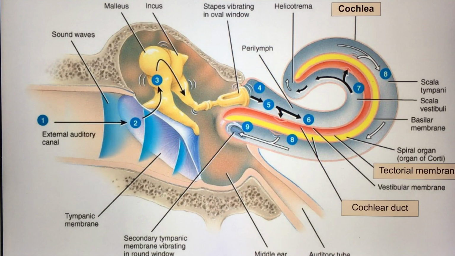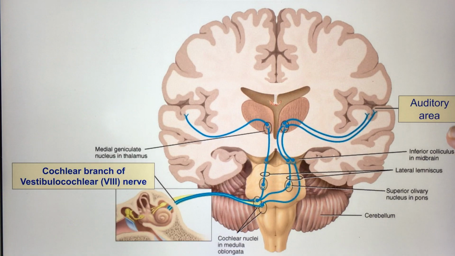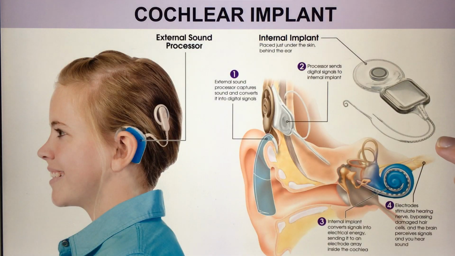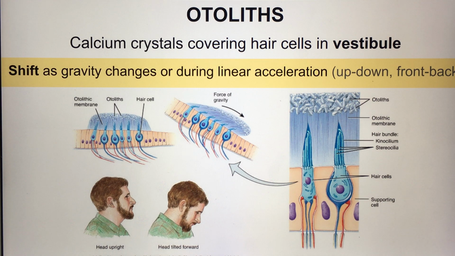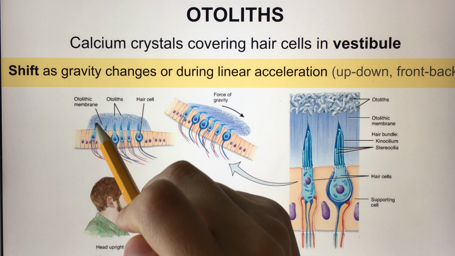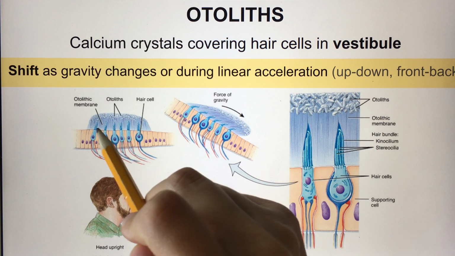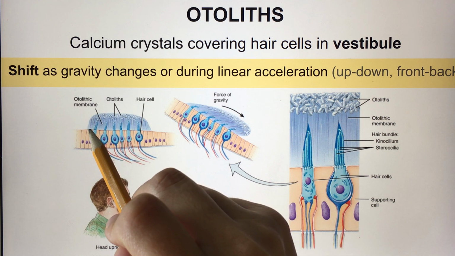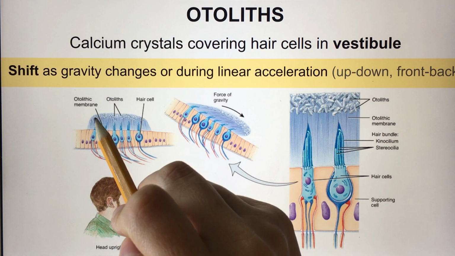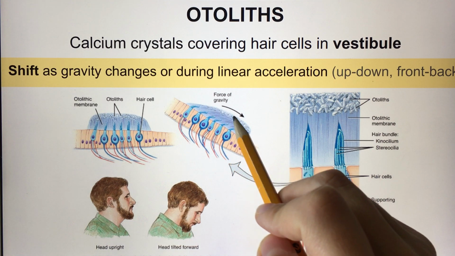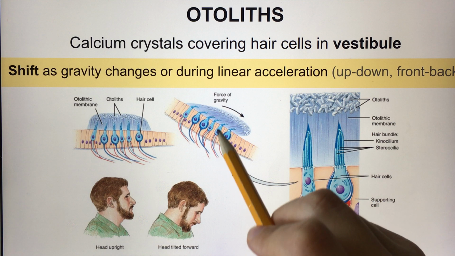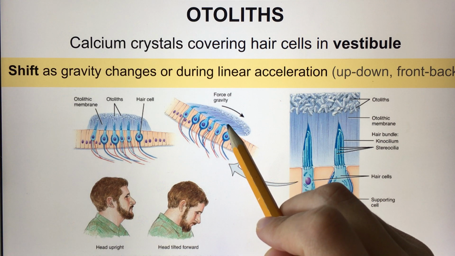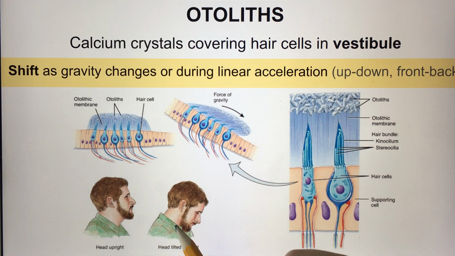So I wanted to go back to this presentation and just show you a little bit more of the physiology of balance. Here's how it works. The hair cells in the vestibule are covered by special crystals called otoliths. These otoliths shift because of gravity or movement, and that shifts the hairs of the hair cells, and we feel our body moving.